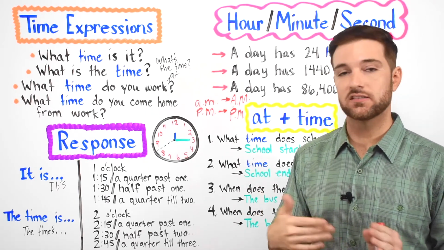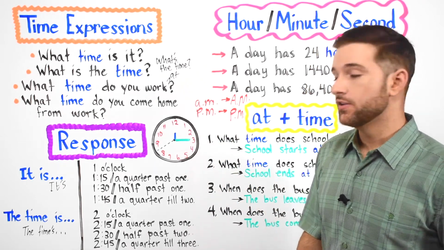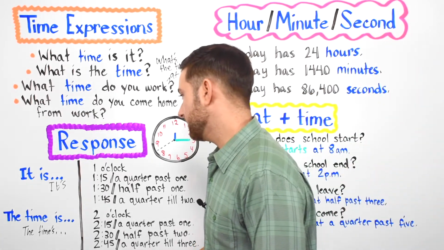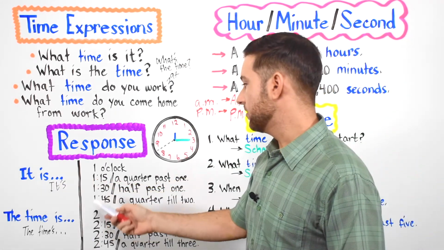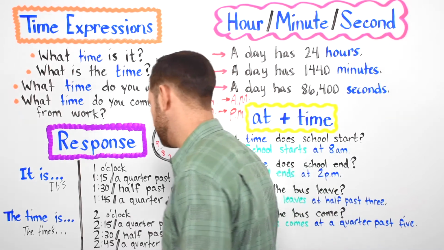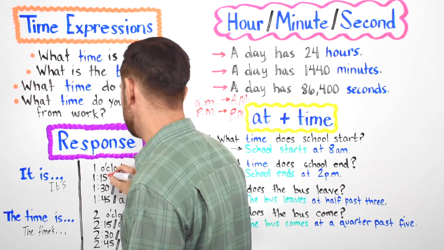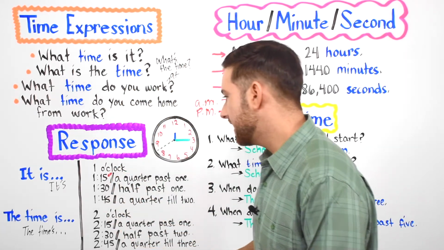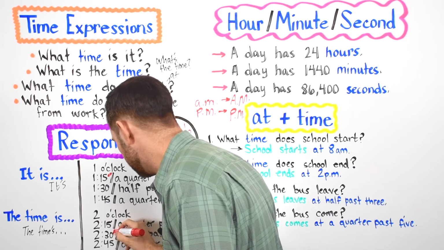Okay? Unless it's past midnight. Then it becomes AM past midnight, all right? So, for example, with AM and PM, you can say it is 1:15 AM, okay? You'll hear that. Like, what time is it? Okay, it's 1:15 AM, or the time is 2:30 PM.